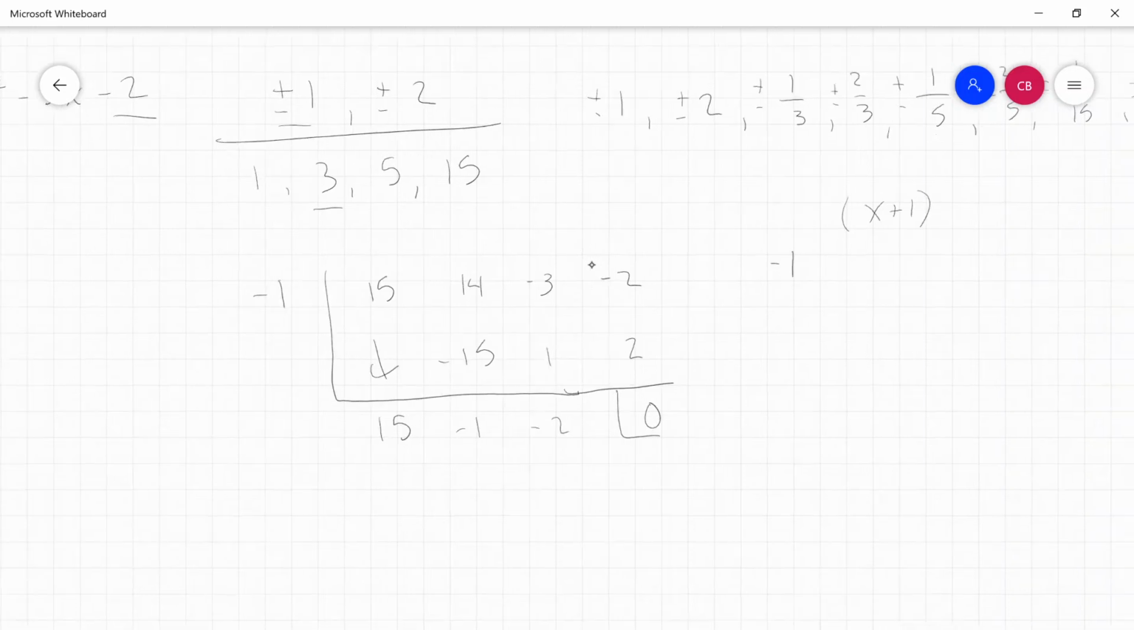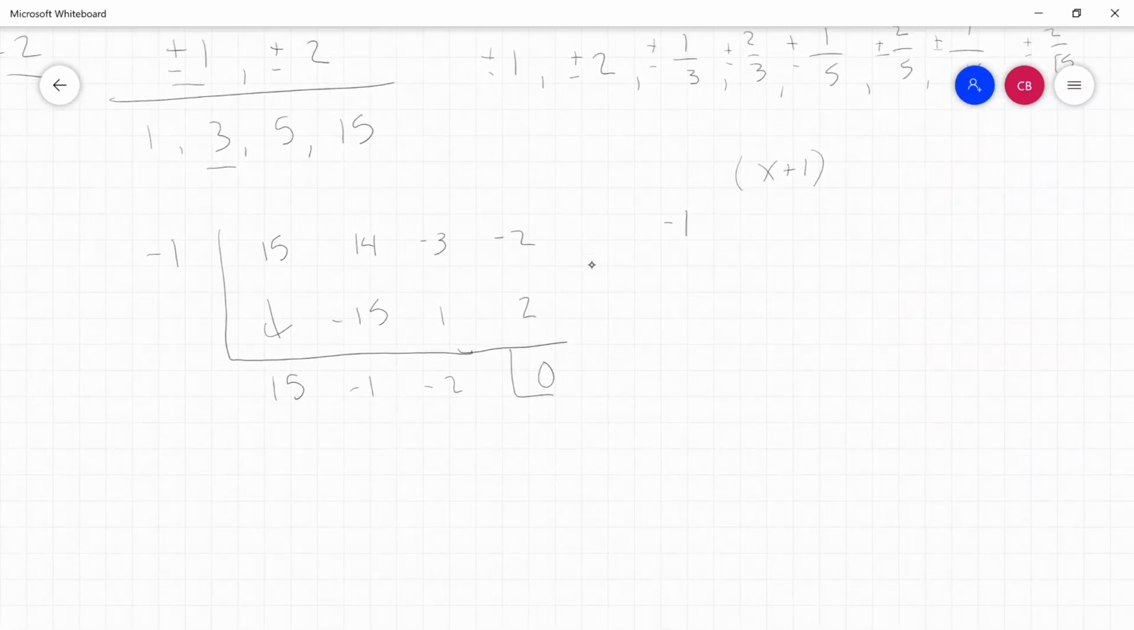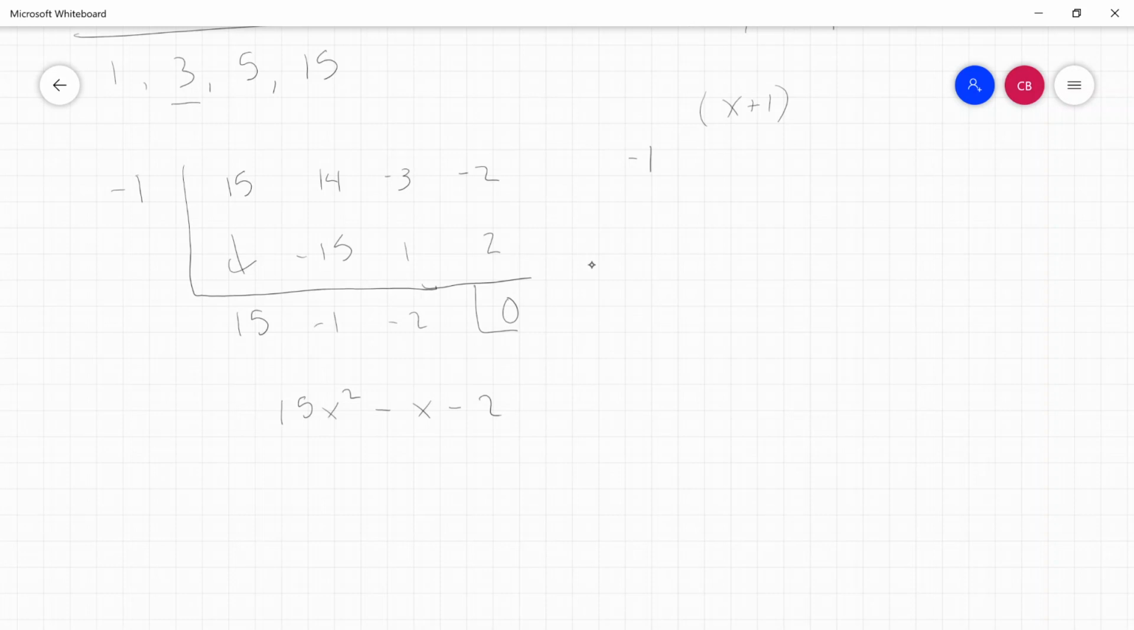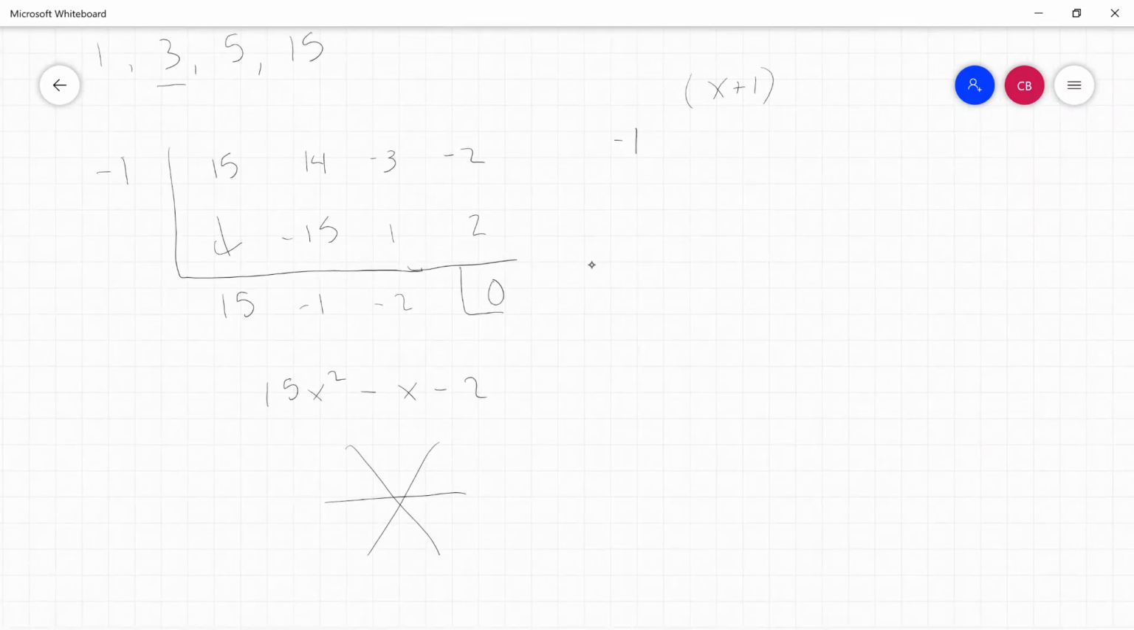Okay, so what is this new thing we have? -15. Or no, I'm sorry, 15x squared minus x minus 2. Now that we have this, we can maybe try the snowflake method to get the other ones. You don't have to, I mean, you can, but let me show you another way. We can still do the same thing we've been doing.